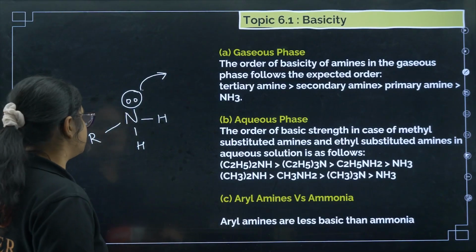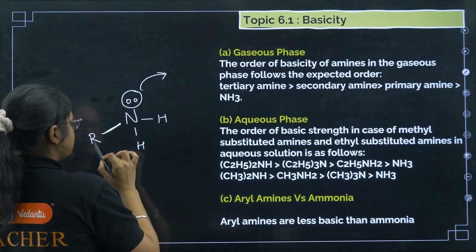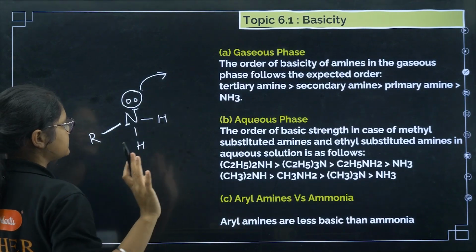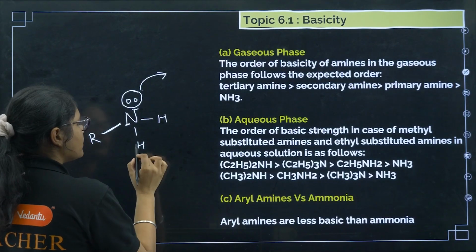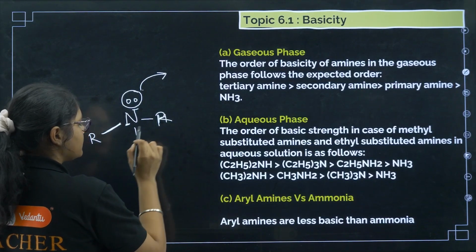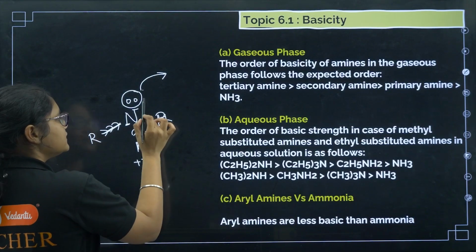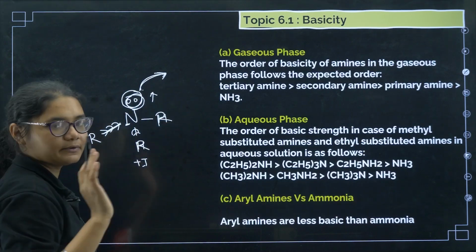Now what happens here? When R groups are present, the tendency of the amine to donate electrons is called basicity. Now suppose you have more R groups. What is the tendency of R group to donate electrons? By plus I effect. So the electron density on the nitrogen will increase, so the tendency to donate will increase.